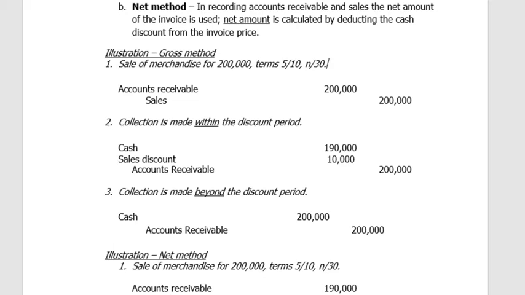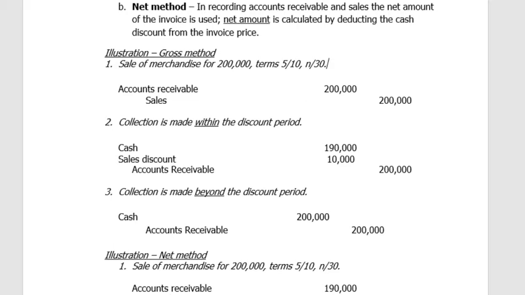Next, the collection made within the discount period. So, kung ikaw ay nagbayad within the discount period, meron kang 5%. So, what is 5% of 200,000? That is 10,000. So, how do you recognize? You debit cash. You credit muna 200,000 dahil yan yung total receivable account. And then, magkano ang discount niyan? Discount ni buyer? 10,000. That is 5% of 200,000. And then, yung natira, yun yung matatanggap mong cash, 190,000.